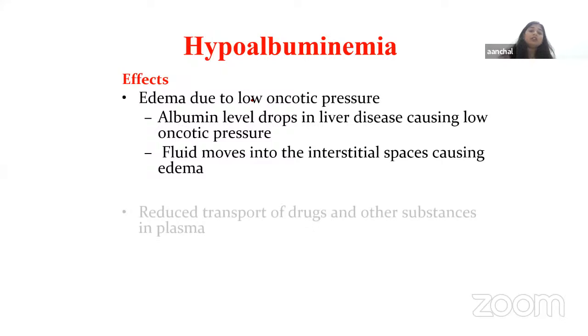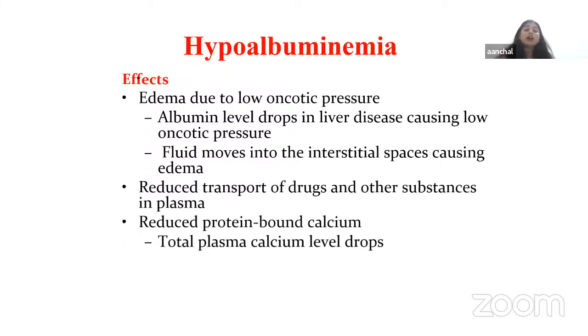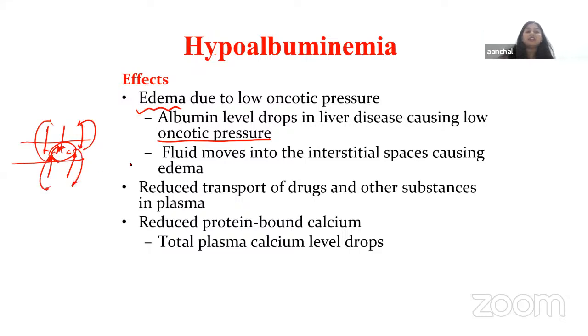Then what will be the effects of this hypoalbuminemia? Edema will be there, accumulation of fluid due to low oncotic pressure. Albumin level drops in liver disease, causing low oncotic pressure. So ultimately, if the oncotic pressure gets lower, it leads to the condition of edema. There is fluid movement into the interstitial spaces causing edema, because as we have discussed, this force present here tries to collect all the fluid from the surroundings. If this force gets lower, then fluid will move inside the interstitium, right?